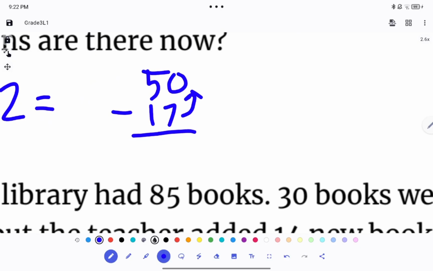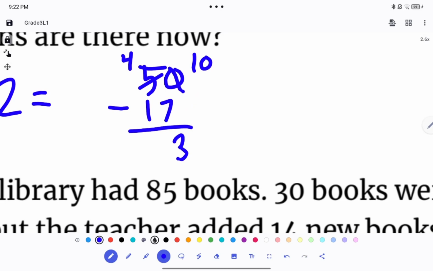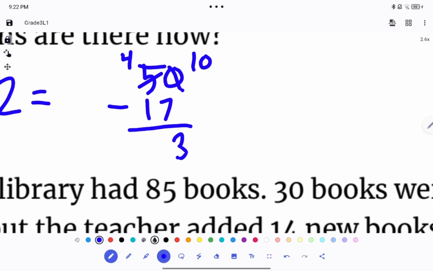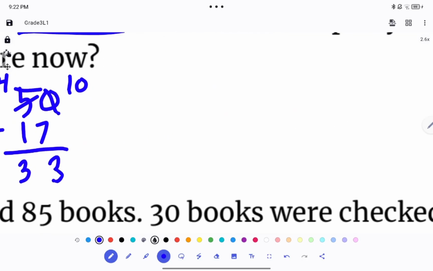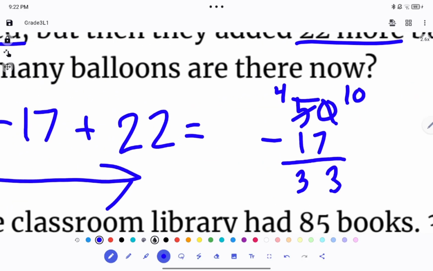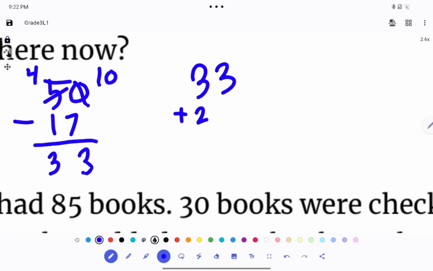7's too big for 0, so you gotta take a 10 from the tens column, add that to 0, which just makes it 10. And then 10 minus 7 is equal to 3. Then 4 minus 1 is equal to 3. So after popping 17 balloons, she ends up with 33 at her party. But then her dad comes in, or whoever it was, to save the day. And now she has another 22 balloons. So 3 plus 2, 5. 3 plus 2, 5. So we end up with 55 balloons.